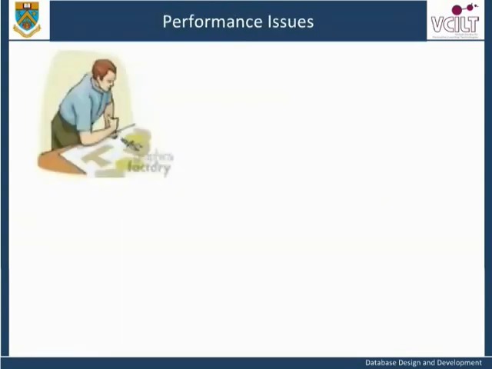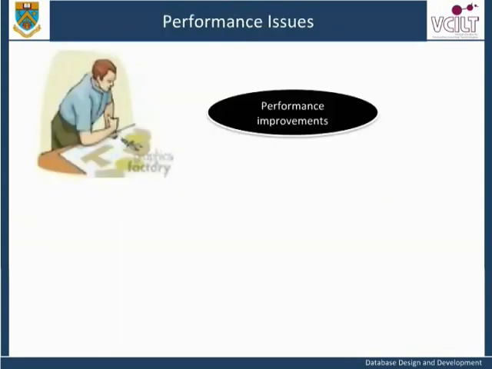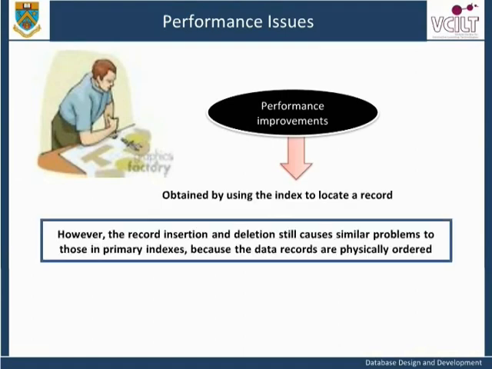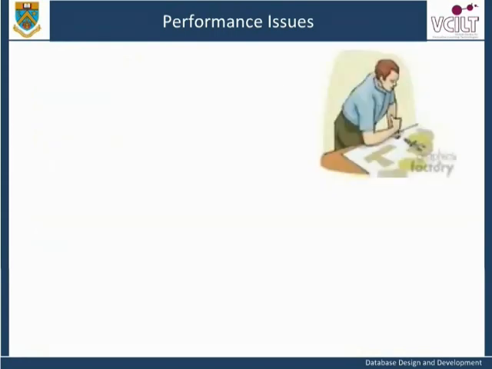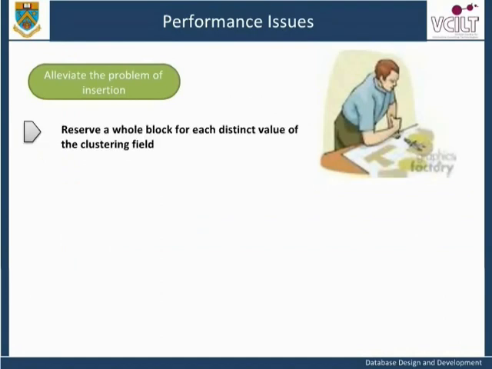Performance issues. Performance improvements can be obtained by using the index to locate a record. However, record insertion and deletion still cause similar problems to those in primary indexes, because the data records are physically ordered. To alleviate the problem of insertion, it is common to reserve a whole block for each distinct value of the clustering field. All records with that value are placed in the block.